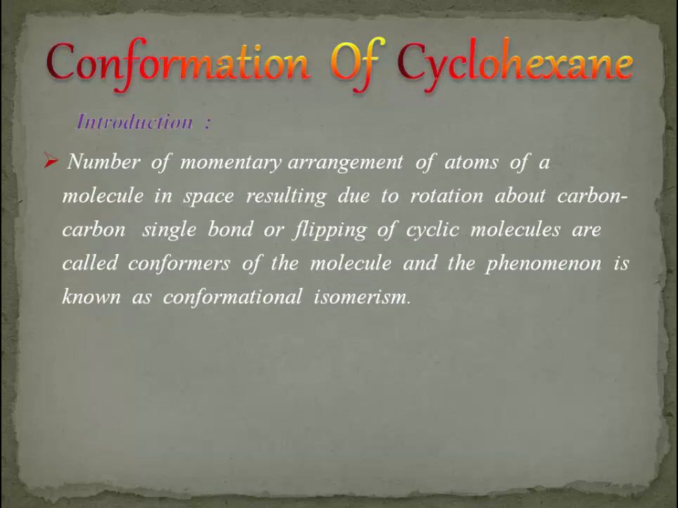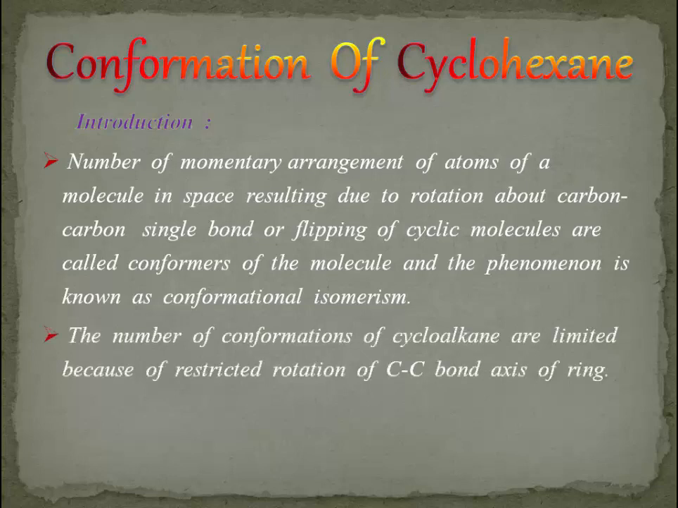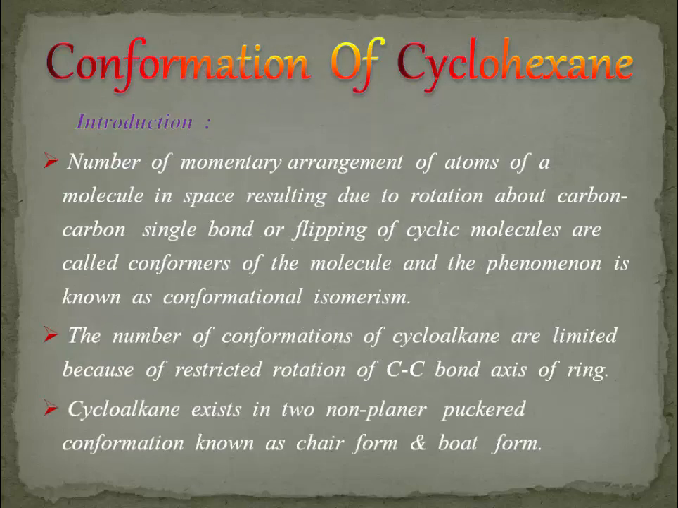Momentary arrangements of atoms of a molecule in space, resulting due to rotation about a carbon-carbon single bond or flipping of cyclic molecules, are called conformers of the molecule, and the phenomenon is known as conformational isomerism. The number of conformations of cycloalkanes is limited because of restricted rotation of the carbon-carbon bond axis of the ring. Cycloalkanes exist in two non-planar puckered conformations known as chair form and boat form.